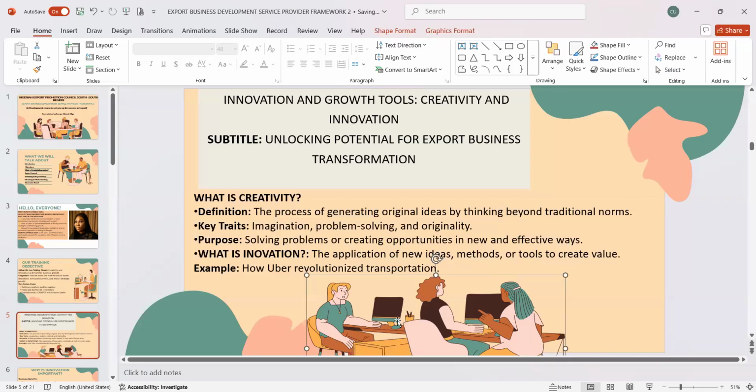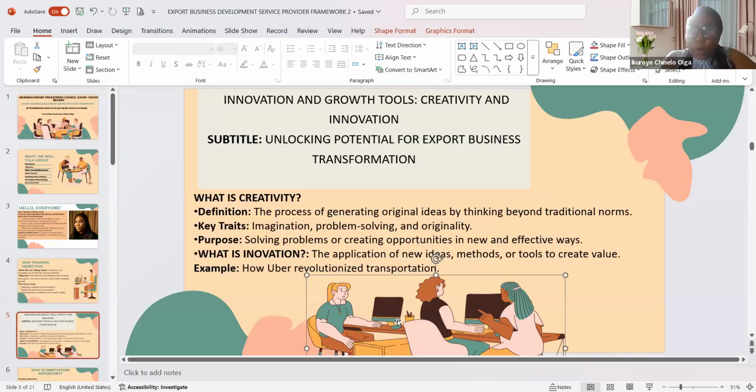So creativity is about thinking outside the box. You need to generate new and original ideas that go beyond traditional norms. It fuels problem solving and leads to fresh opportunities. Innovation, on the other hand, is the application of creative ideas, putting them into creating value. Whenever you think of innovation, think about how it bridges imagination and action. So you see the difference between creativity and innovation.